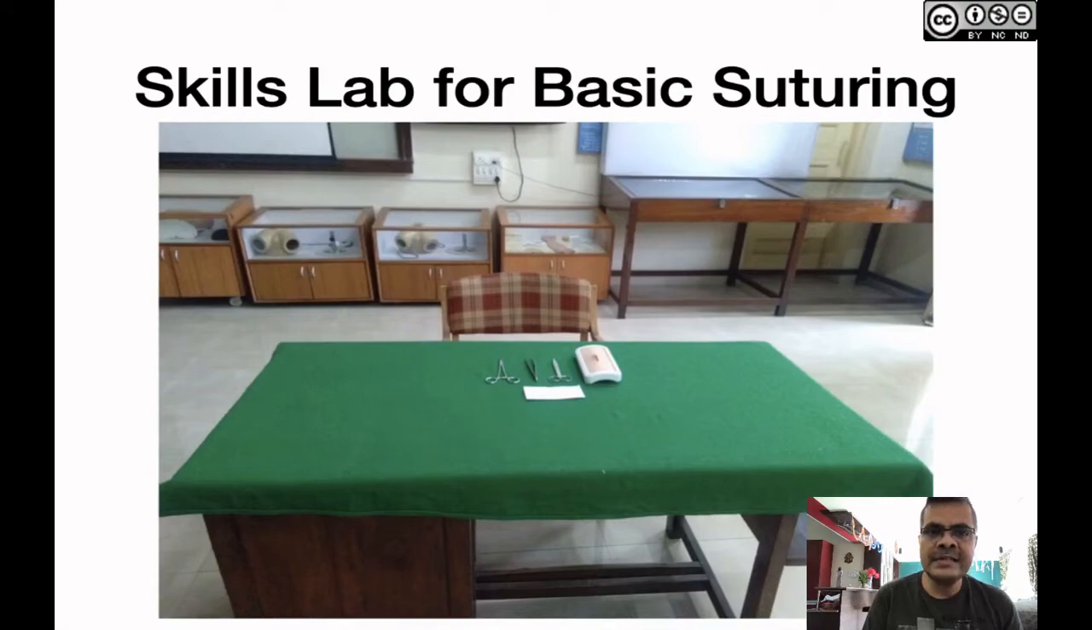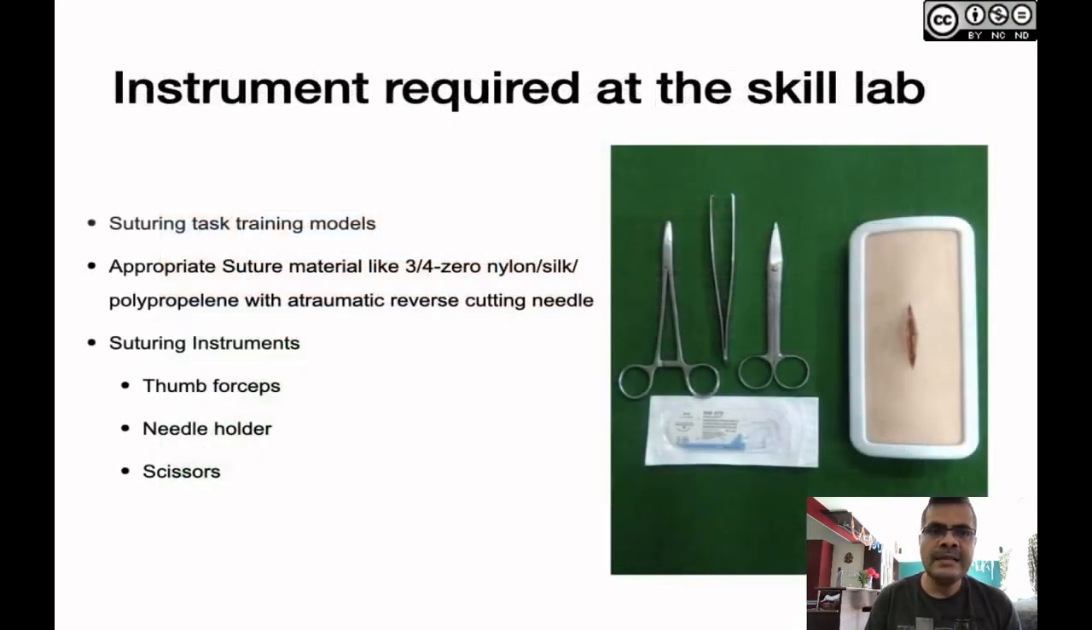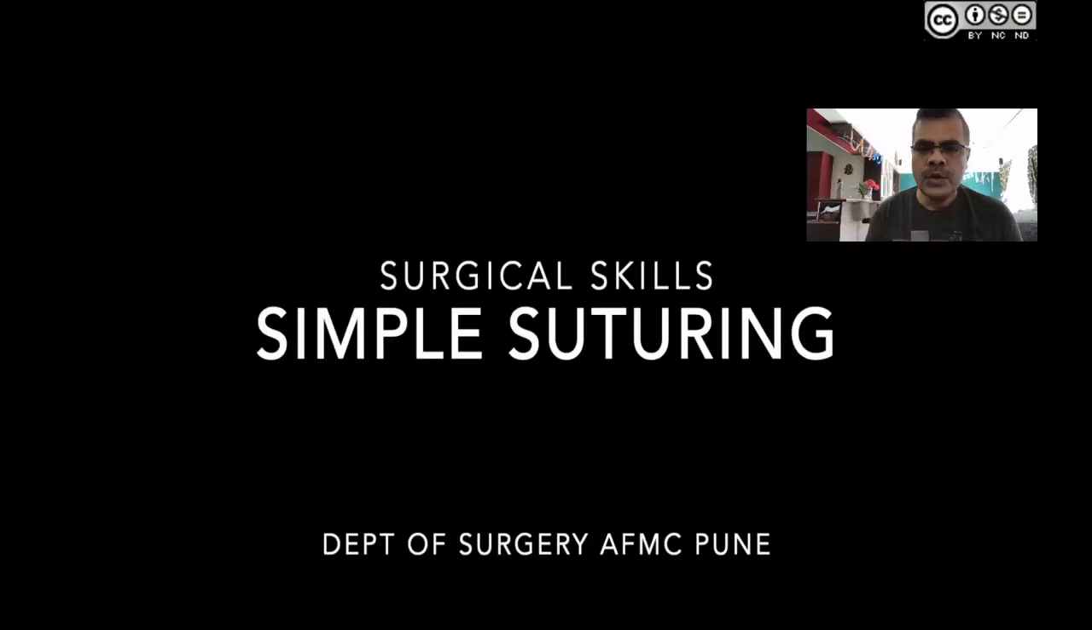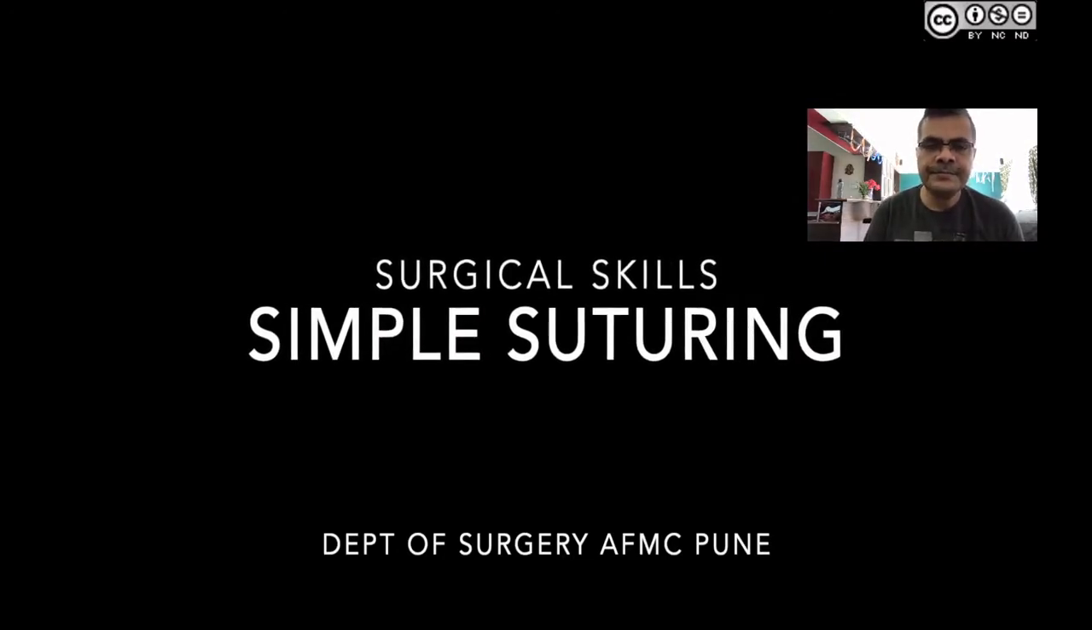This is the skills lab which we will be establishing for the basic suturing, and these are the instruments which will be required at the skills lab. You need to have a suturing task training model. You need appropriate suture material like a 3-0 or a 4-0 nylon, silk or polypropylene with an atraumatic reverse cutting needle. The instruments required are a thumb forceps, a needle holder and a scissor. We will now demonstrate the simple suturing skill.